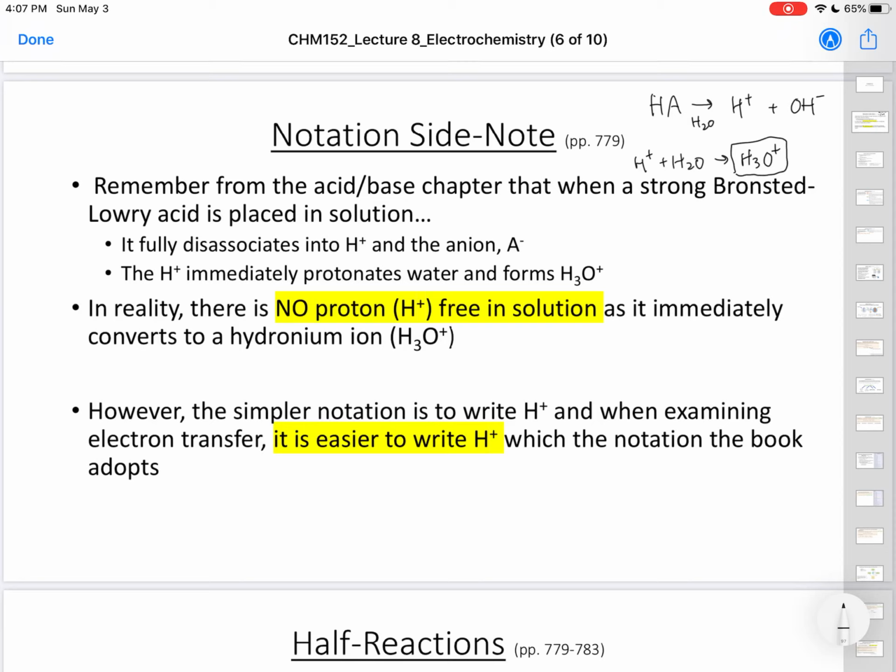However, writing H3O plus every single time is very time consuming, so we just like to write H plus instead, but we do know that H3O plus is really what is in solution. That's what we mean by saying that in reality there is no free proton or H plus in solution, as it immediately converts into H3O plus. As a side notation, it is easier to write H plus, so we're going to write H plus even though we really do mean H3O plus.